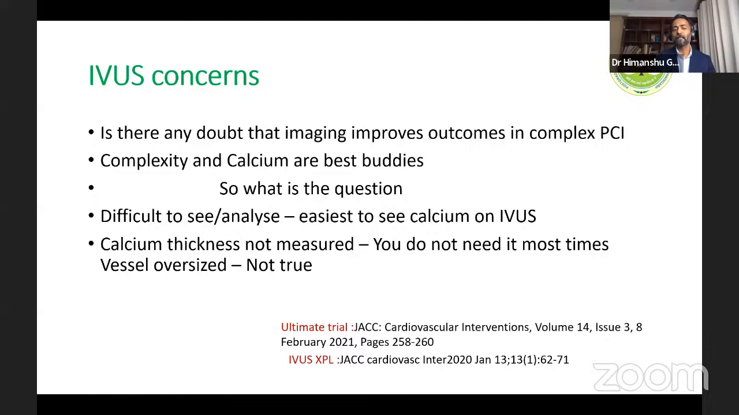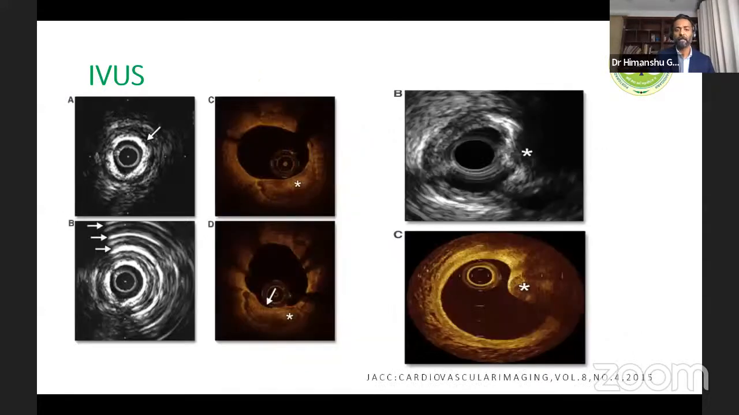Whether it is the valve or the coronaries, I think calcium and complexity go hand in hand. There are some concerns that it is difficult to analyze calcium on IVUS versus OCT. We cannot measure the thickness of calcium on IVUS, but I don't think all of these concerns matter a lot, because I think IVUS is equally, if not more, useful to treat calcified lesions.